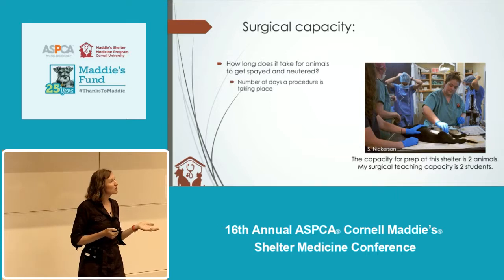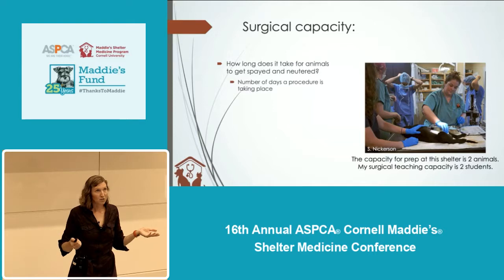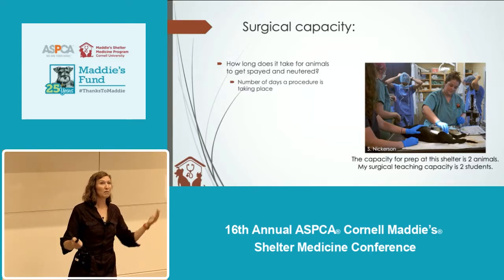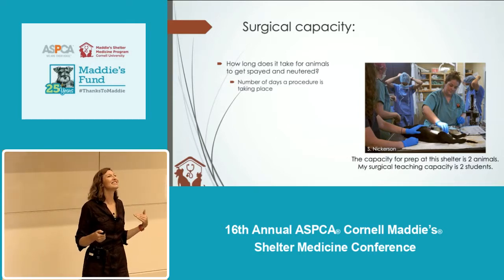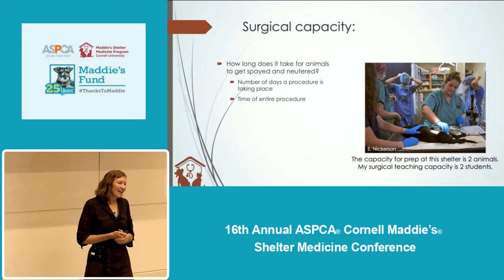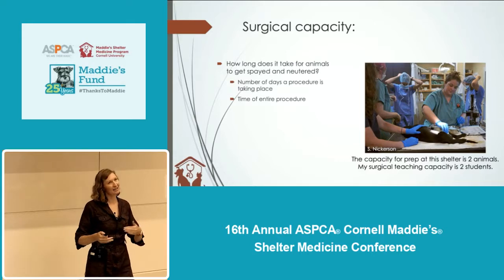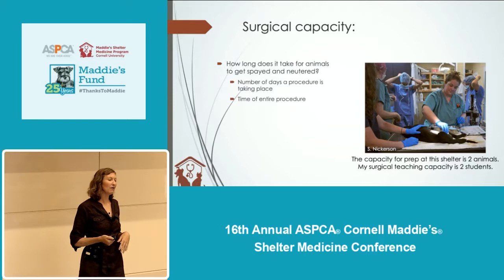Number of days that the procedure is taking place. So if you do surgery at your shelter 1 day a week, but you have 500 animals in your shelter that need surgery every week, that's not going to add up. So maybe you need to add more days, or maybe you need to get fewer animals. You guys could figure out which one of those things is easier. The time of the entire procedure. So it's not just me spaying the cat because I need my technician to prep it and I need it to recover and go back to its kennel. And so taking all of those things into account is important.